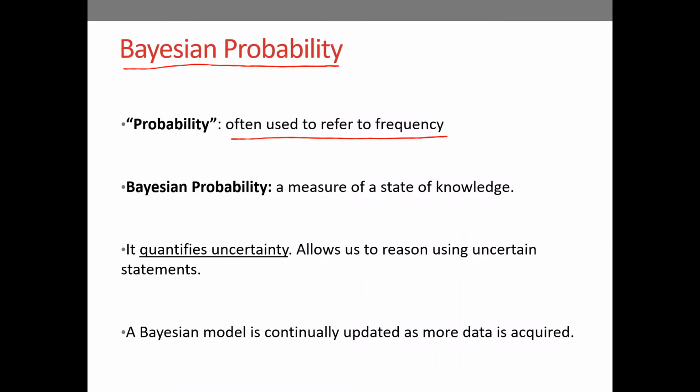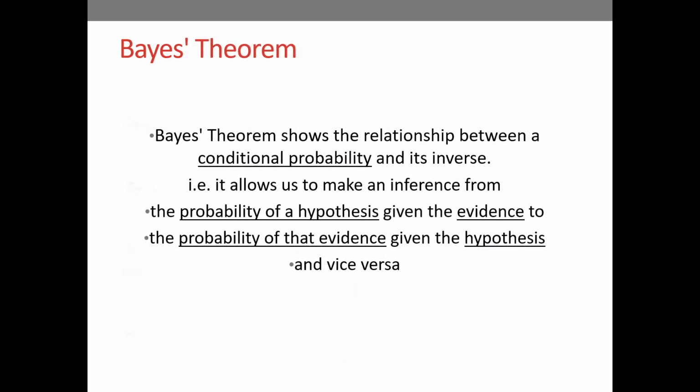Now, Bayesian probability is slightly different because it's a measure of a state of knowledge. This is not super clear right now, but just think of it as something that quantifies uncertainty, and also helps us reason about that uncertainty, right? So whenever you hear the term Bayesian model, it's something that's continuously updated as we get more information, right? The idea essentially comes from whatever we have discussed until now, conditional probability, law of total probability, but let's see what exactly Bayes' theorem is.